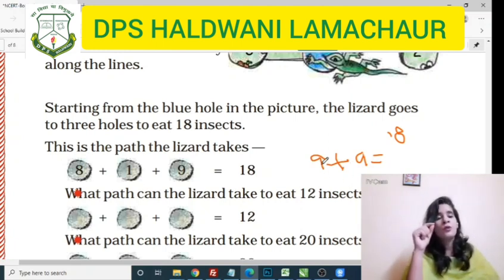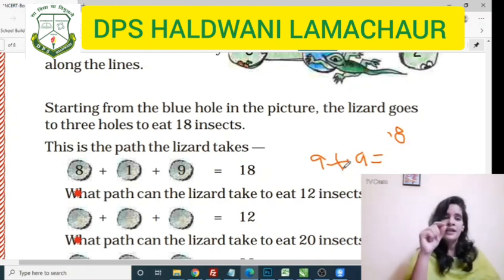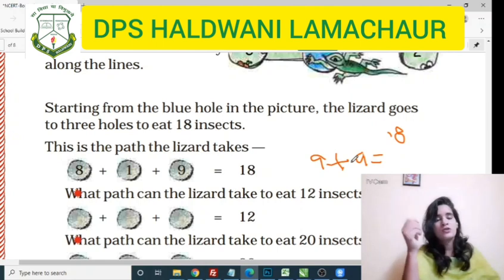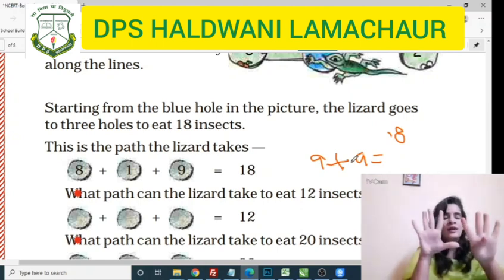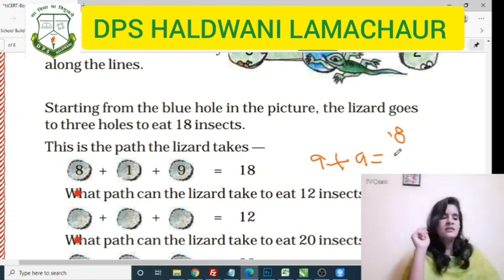Okay. If 9 is written 2 times, you can say 9 twos are 18, or you can simply add also. 9 in my mind, 9 in my fingers: 9, 10, 11, 12, 13, 14, 15, 16, 17, 18. So the answer is 18.